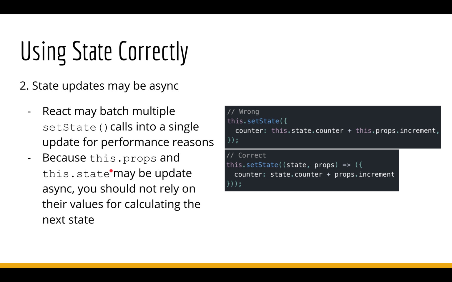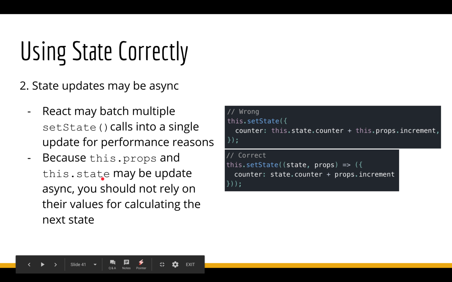Second, it's important to realize that state updates might be asynchronous. What this means is that React might actually batch multiple setState calls into a single update for performance reasons. So if your application is designed in such a way where you call setState 3 times within the span of 1 second, React is probably going to take those 3 setState calls, merge them together, and only execute it really once. Even though you're trying to call setState 3 individual times, it's only going to call it once. And this can lead to some issues if you try to use this.props or this.state inside of your setState call, because it's asynchronous.